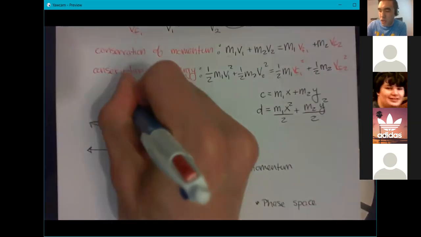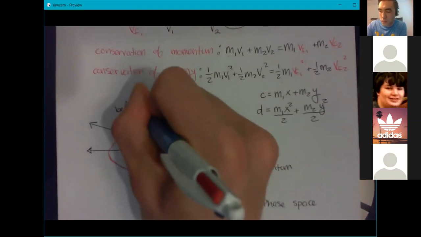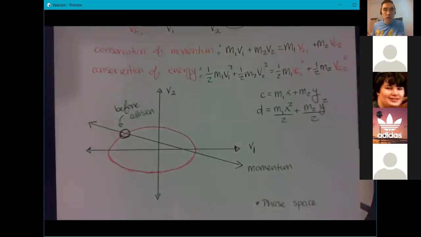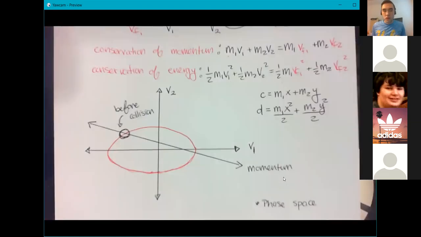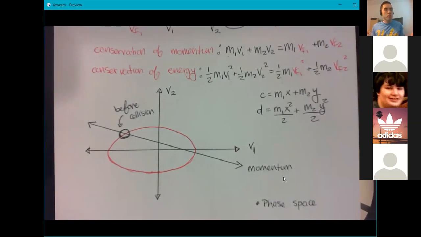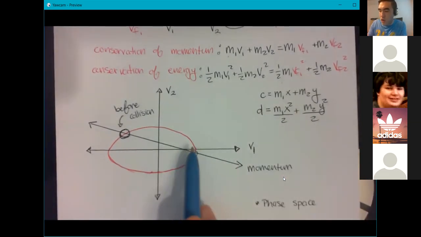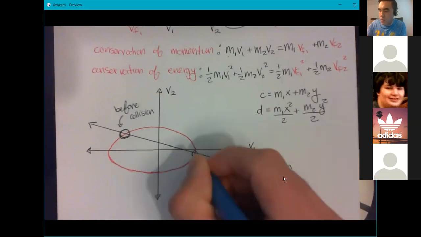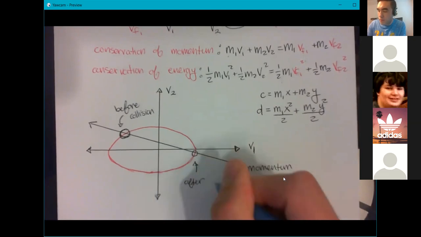But what do we know about the intersections of ellipses and circles? How many intersections do they have? Either none, one, or two. Those are all possible, but in this specific case, how many intersections? Two. That means that this combination of velocities, this v1 and this v2, is the combination of velocities after the collision.